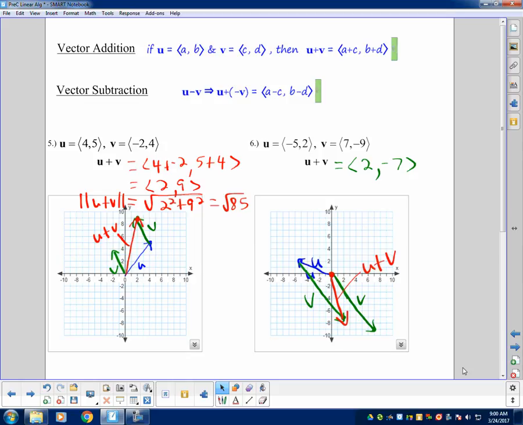And then, of course, you could find the magnitude. You could find the direction using inverse tangent if you wanted to. You could call this a negative angle. You could go the positive angle all the way around. It just depends on what the application is.